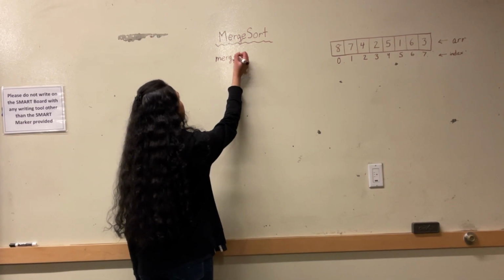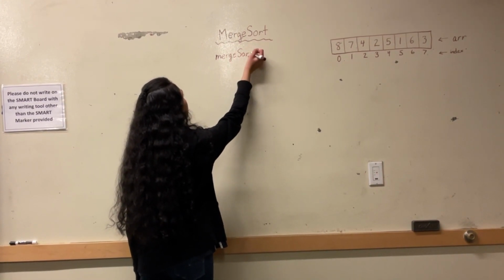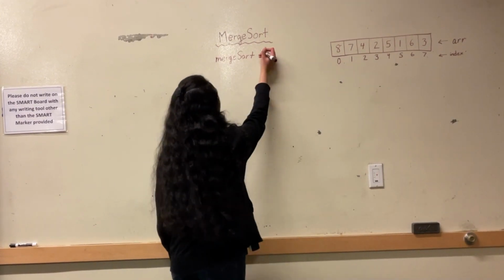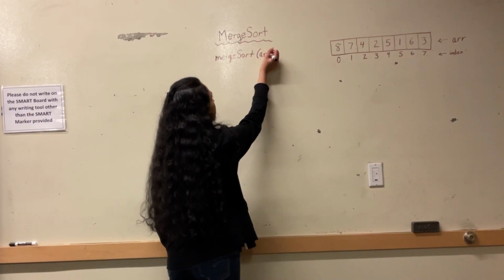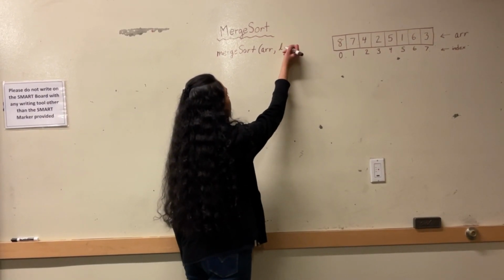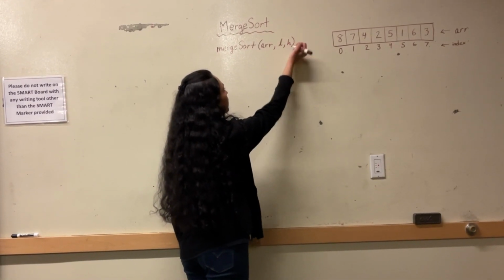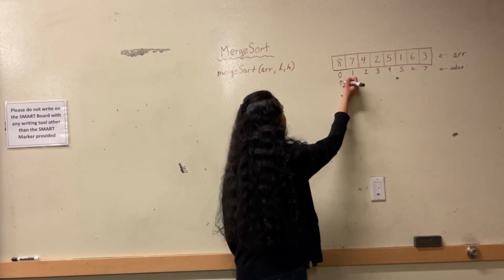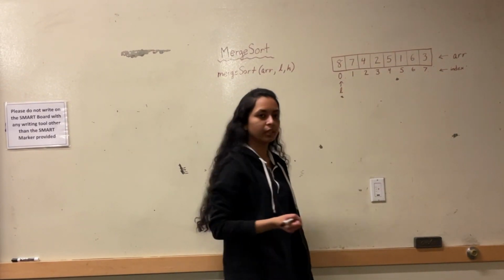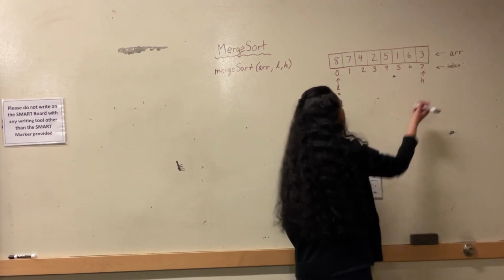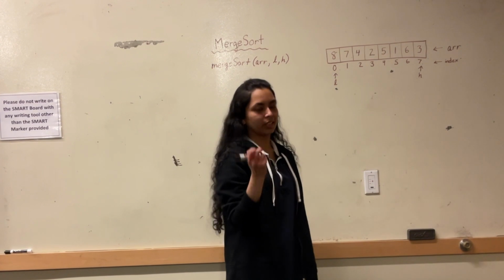Merge sort, and it takes as input an array that we're going to sort, and we'll call that R, and then it also takes as input low and high, L and H. Low represents the index of the first element in the array, and high represents the index of the last element in the array.